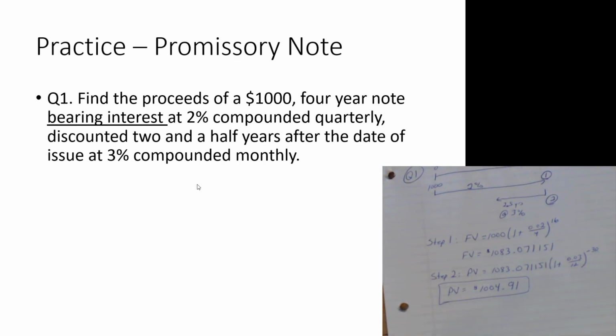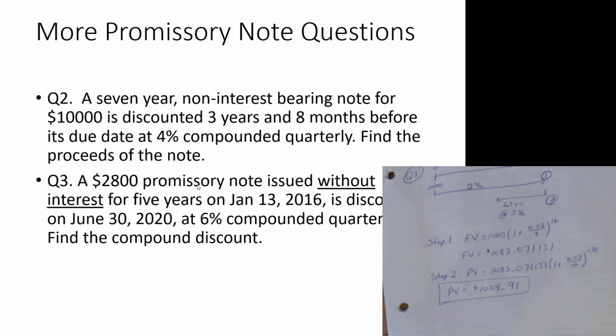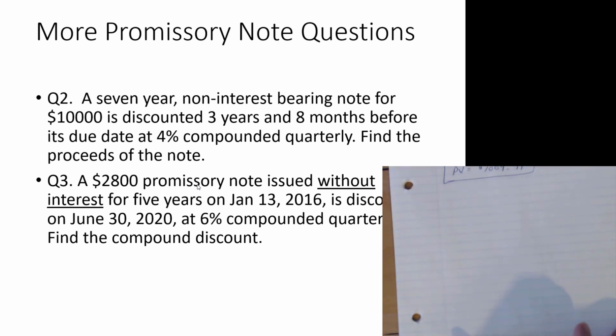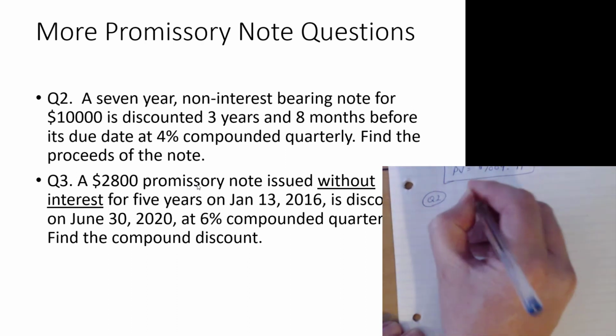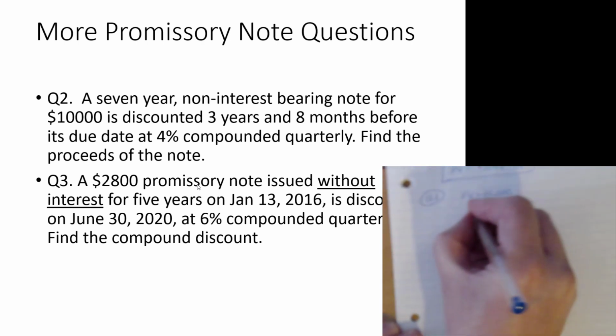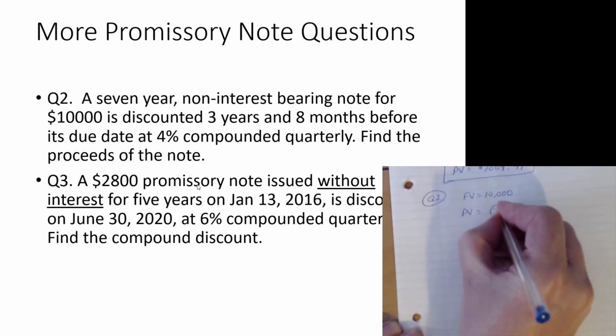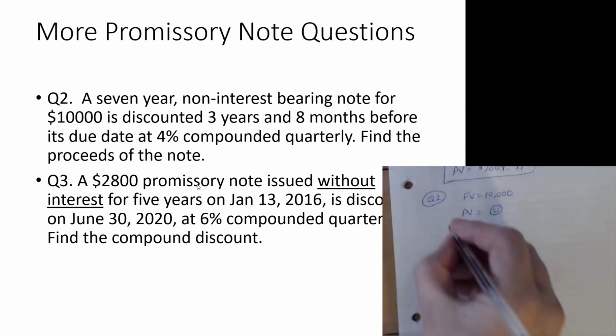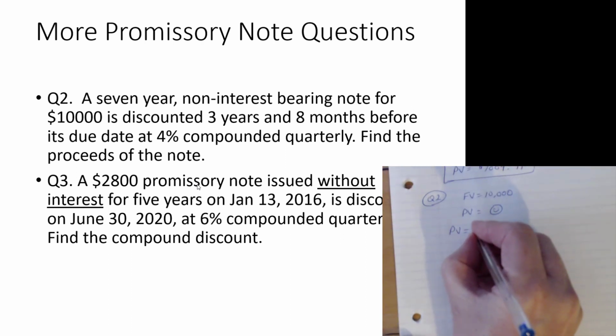Let's go on to question number 2. Question number 2 is 7-year non-interest bearing account for $10,000. So we now know, because it's non-interest bearing, that the $10,000 is what we will receive in the future. Okay, so question number 2, so now we know that the future value is this $10,000, and what we want is to find the present value of that amount. Okay, so now it's become a little easier. We get to skip a step. So we find the present value of that $10,000.